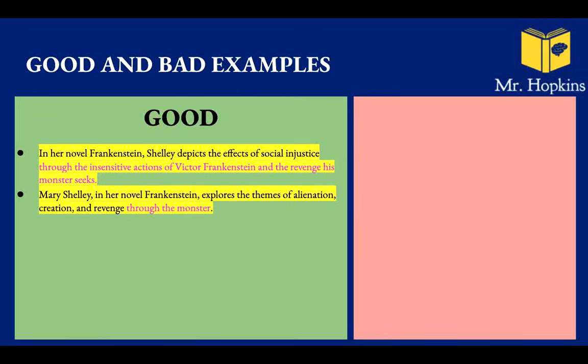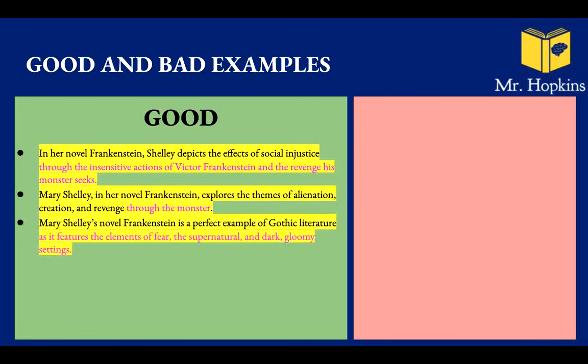Mary Shelley, in her novel Frankenstein, explores the themes of alienation, creation and revenge through the monster. I've explained the what she does: explores themes of alienation, creation and revenge. Then I've used the word through to introduce my how clause, through the monster.